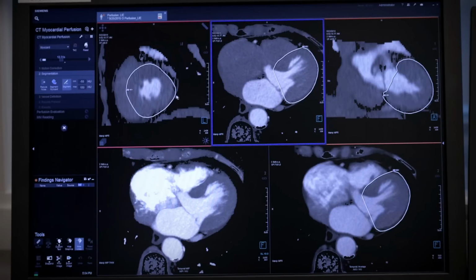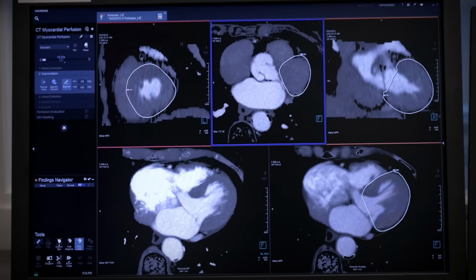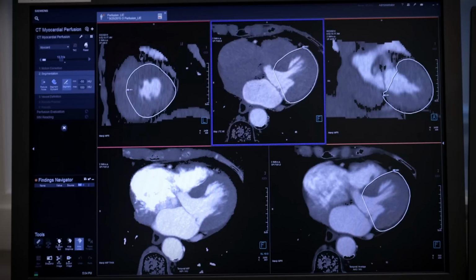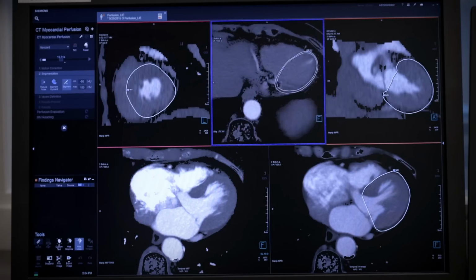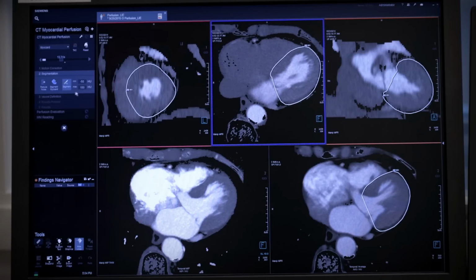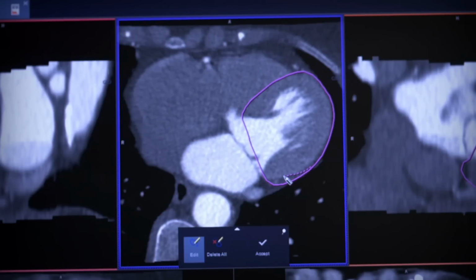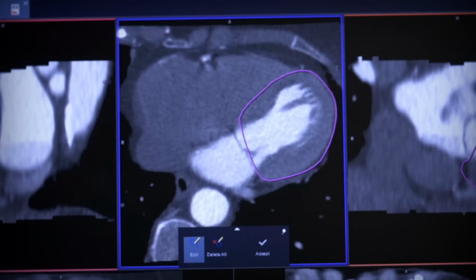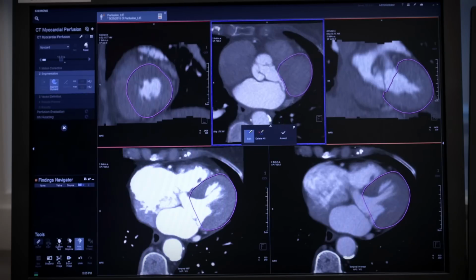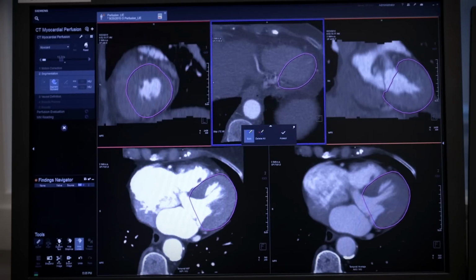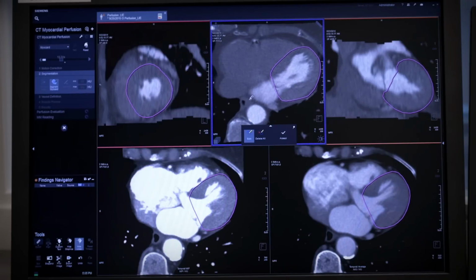It's automatically done by the software. There's a region of interest around the myocardium of the left ventricle. If needed, we can do manual adjustments and small corrections. And if the segmentation is correct, then we can go on to the following step, which is vessel definition.